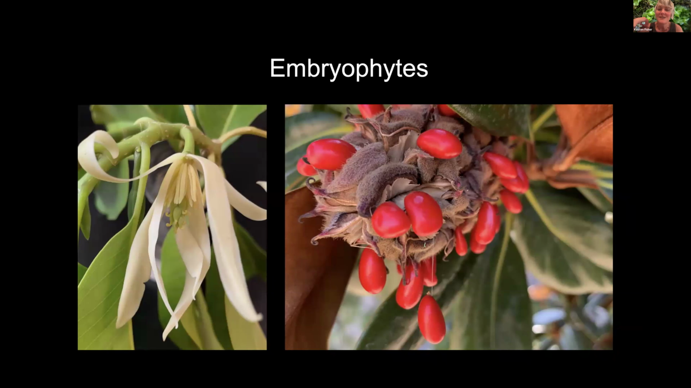One of them is that they protect their developing embryos, after fertilization, within the maternal tissue. A good example of that is within the ovules of flowering plants, where the little new embryo is developing and it's protected on the maternal plant. It's not just exposed to the elements. And eventually those develop into seeds in the seed plants. But all the land plants have this feature of protecting their embryos as they're developing.